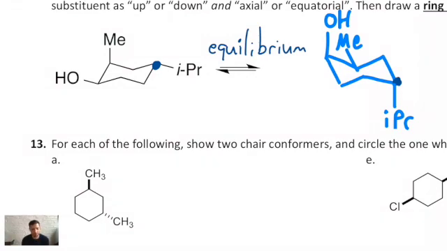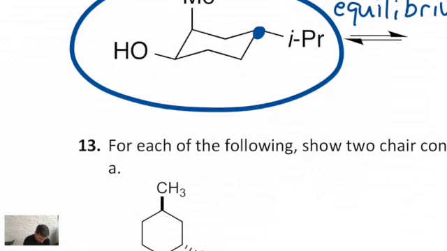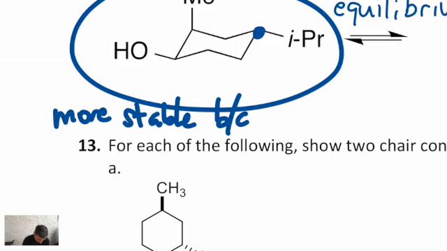Lastly, which one is better? Well, in the previous lesson, we said equatorial is more stable than axial. That's still true. If you have multiple groups, chances are the one with the most equatorial substituents will be the preferred one. So that was actually the one that was drawn originally. Say more stable, because more equatorial.